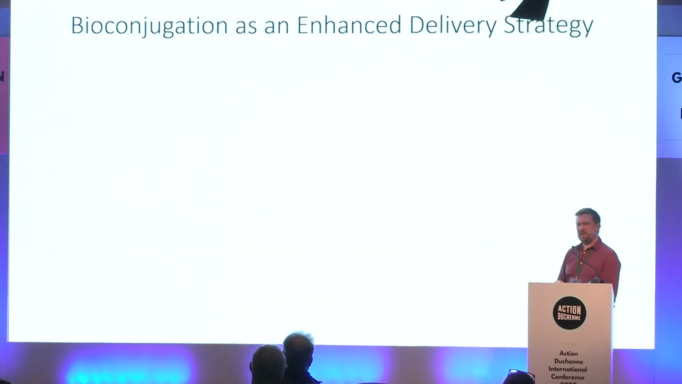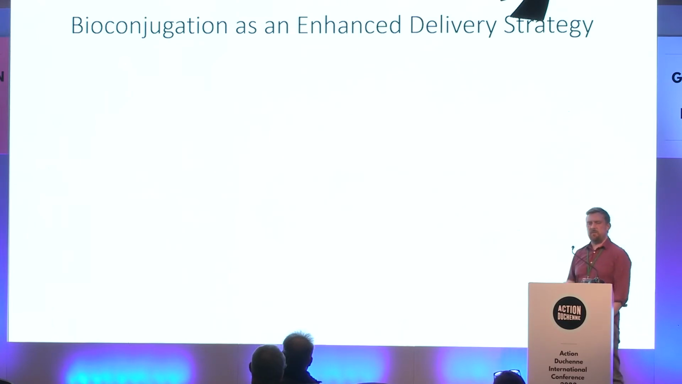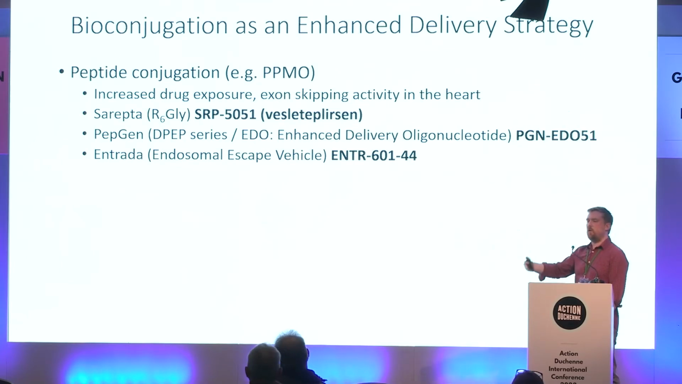So I want to switch gears and talk about delivery for a moment. The leading strategy in the DMD space for improving the activity and the delivery of these oligonucleotides is what we can summarize as bioconjugation, which just means attaching some compound to the oligo, which is going to help it get into the muscles of these patients. Of this strategy, the leading approach is peptide conjugation, and the technology is referred to as PPMO, or peptide PMO. So the PMO drugs that I spoke about on one of the previous slides, imagine that we just add an extra compound onto one of those oligos, which now improves its delivery.